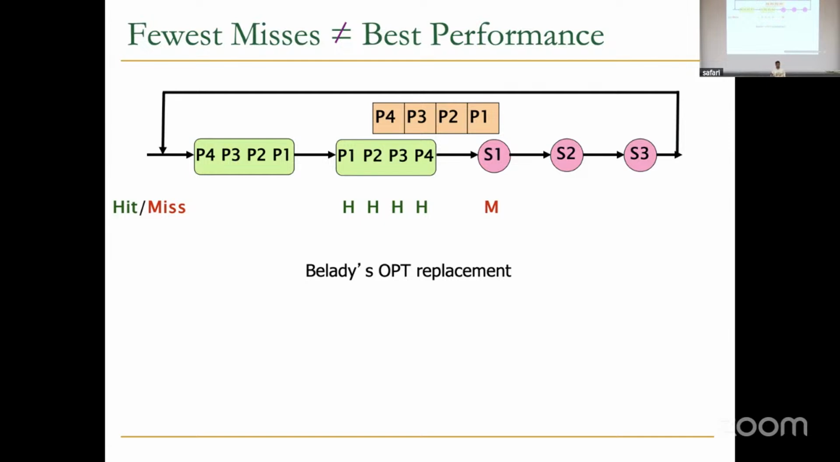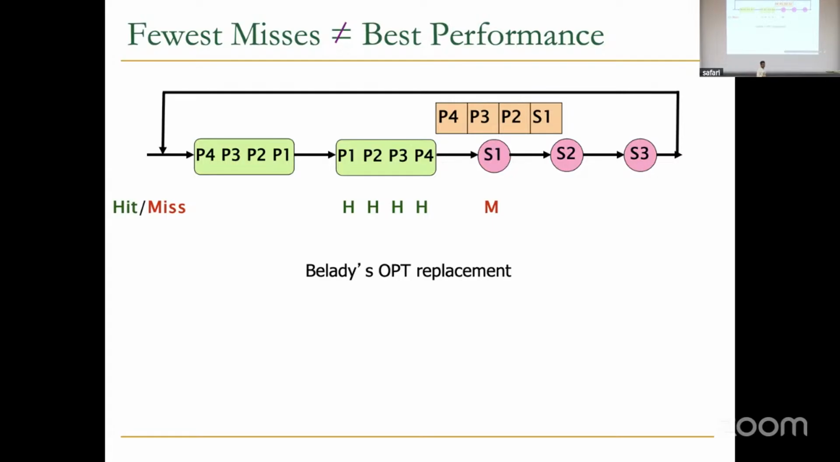Belady's optimal would say, okay, which one is going to be accessed furthest in the future? So out of P4, P3, P2, and P1, if you go back, it's actually P1 that's going to be accessed furthest in the future. So it's going to replace P1. It's going to simply add S1 there. So that's what the cache content is going to be after you have seen the access to S1: P4, P3, P2, and then P1 gets replaced by S1.